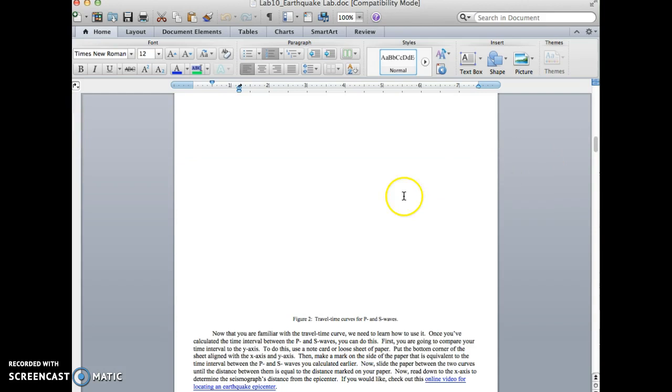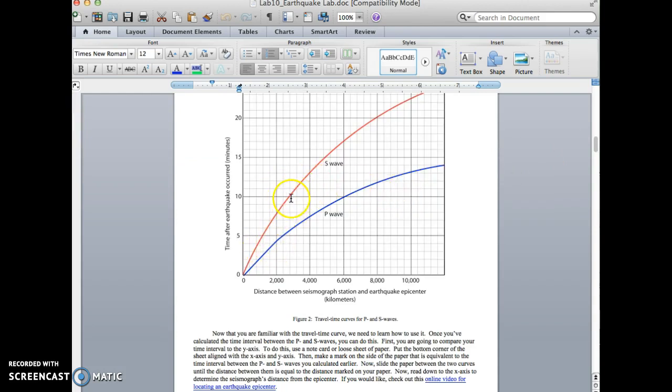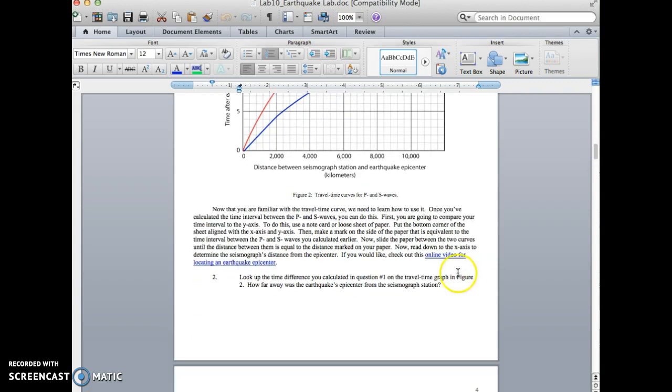Figure 2 just shows a diagram to show that the farther away your seismograph station is, the longer the distance is between those two waves. So what we can see is that as we go farther and farther away, the amount of time between those arrival times increases, and that's because we're farther away, so there's more time for those waves to separate. Okay, if you need help trying to figure out how to do this, I definitely recommend clicking on this so you can figure out how to locate an earthquake's epicenter.